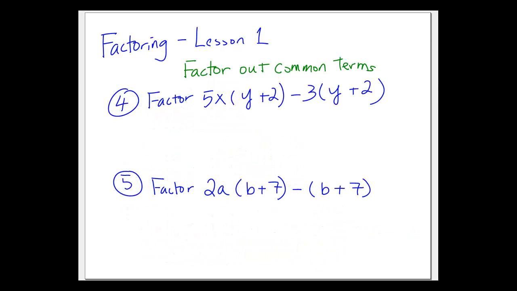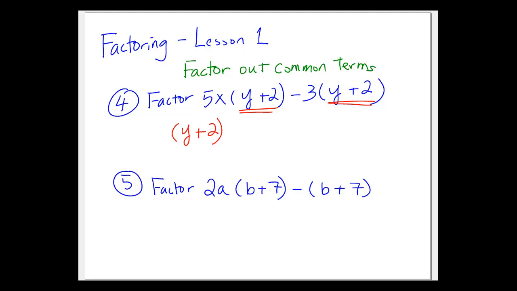Okay, so we are still doing factoring of common terms. If you look at number 4, you should be able to see there are only 2 terms. The first term is 5x times y plus 2, and the second term is minus 3 times y plus 2. If you're looking at these 2 terms, the thing that they have in common is going to be y plus 2. So because this is the greatest common factor, we're going to pull it out to the front.